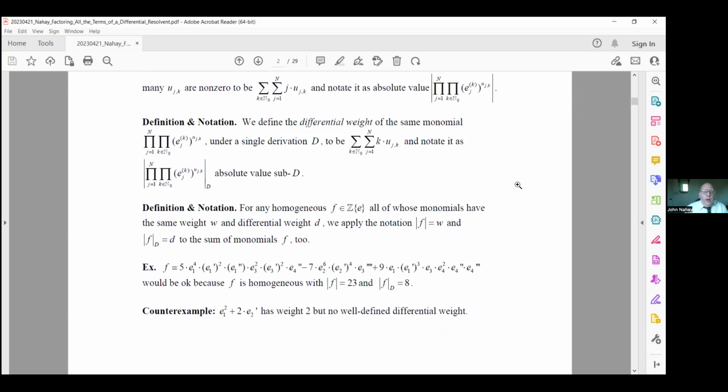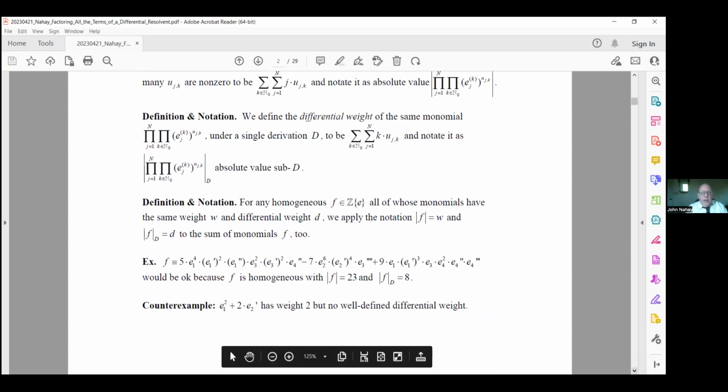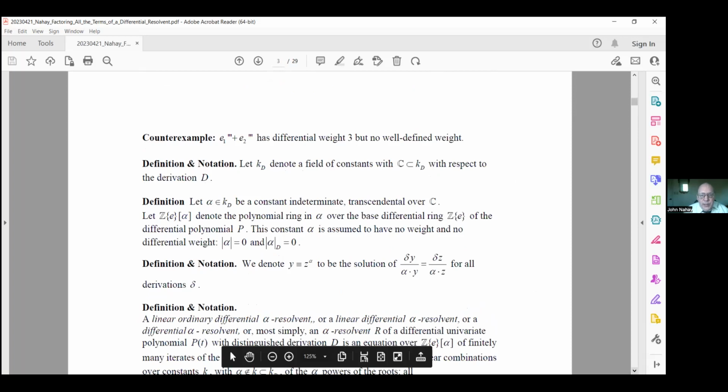All right, so if F is a polynomial here in the E and the derivatives, here's an example where F has homogeneous weight 23 and homogeneous differential weight 8. As a counterexample, this polynomial E1 squared plus 2E2 prime has weight 2, but no well-defined differential weight. And then E1 triple prime plus E2 triple prime has differential weight 3, but no well-defined weight.